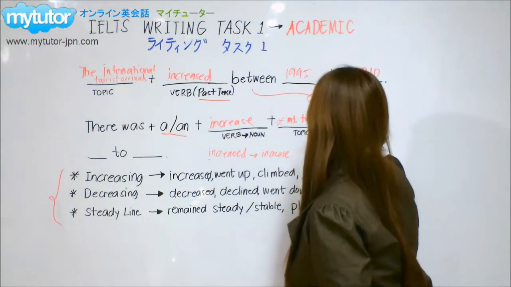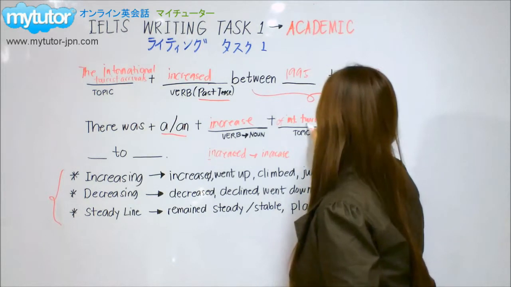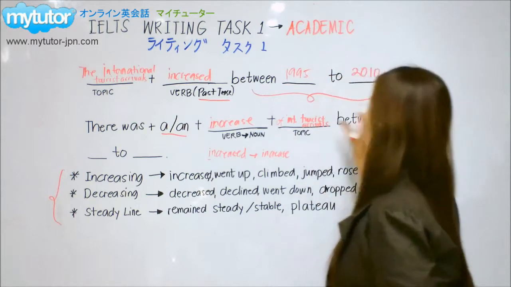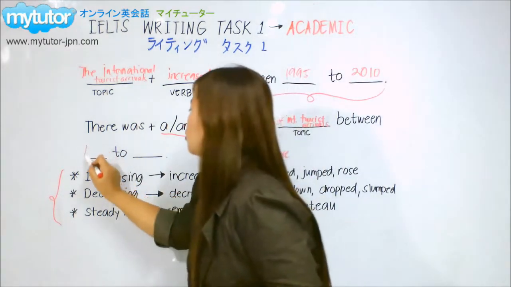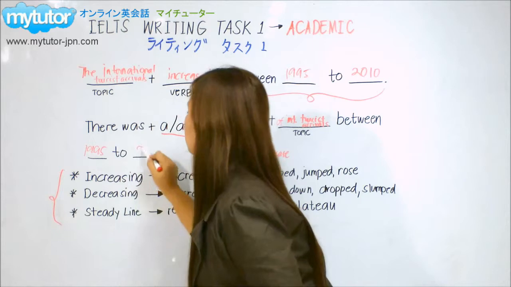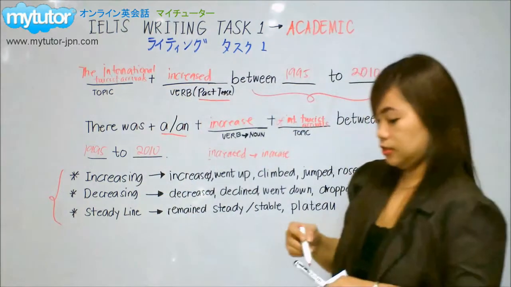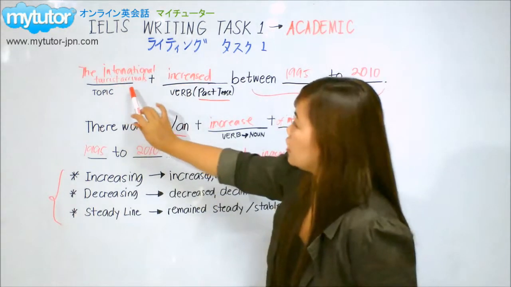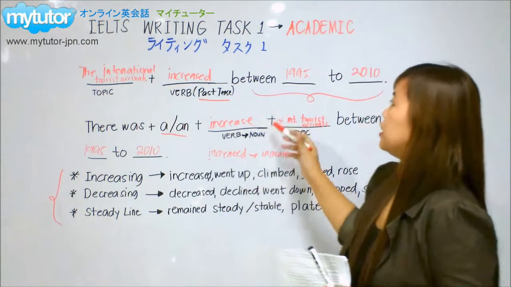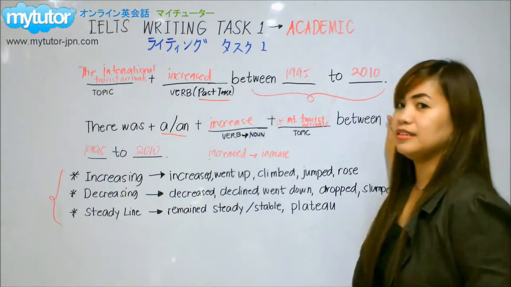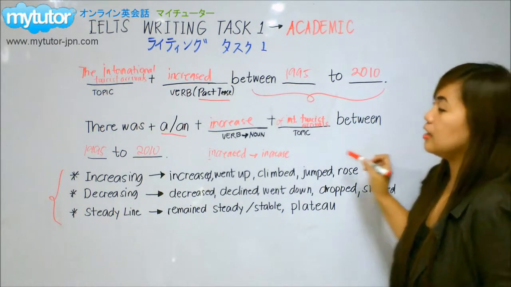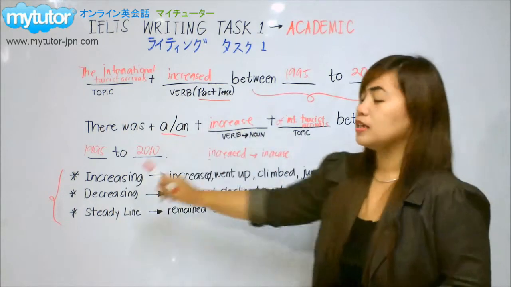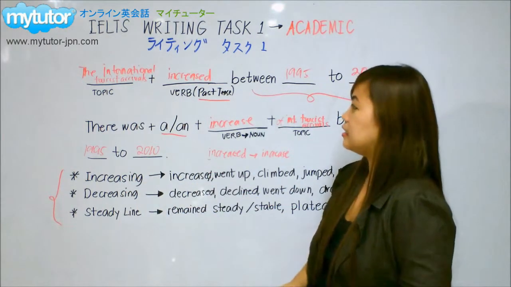International tourist arrivals between, okay, the time range, 1995 to 2010. So let's read the two sentences. First, the international tourist arrivals increased between 1995 to 2010. Or you can say there was an increase of international tourist arrivals between 1995 to 2010.